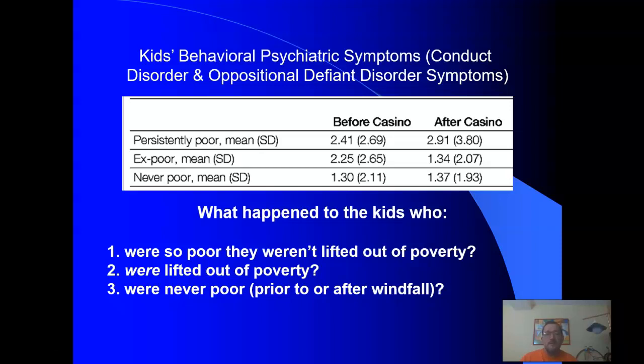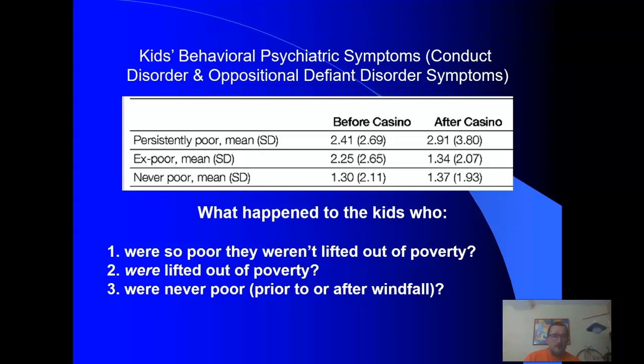one bit of improvement. At the other extreme, let's look at the kids who are already okay. Prior to the casino, these kids were Native American Indians living in the tribe, but they weren't poor. They were living above the poverty line. Hope you can see here that their rates of conduct disorder and oppositional defiant disorder were pretty low, 1.3, and they were still pretty low, about 1.3 or 1.4 after, no change whatsoever. So kids were already okay. They were already okay financially. Their families were making enough money to get by. Getting a bit more money didn't benefit them.